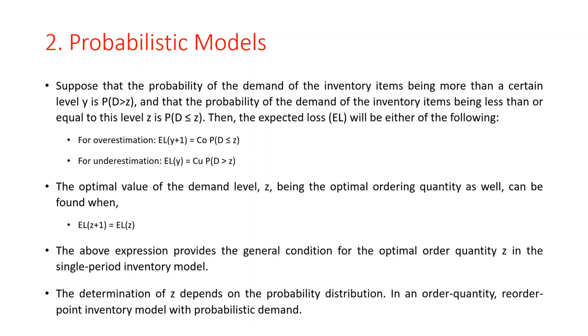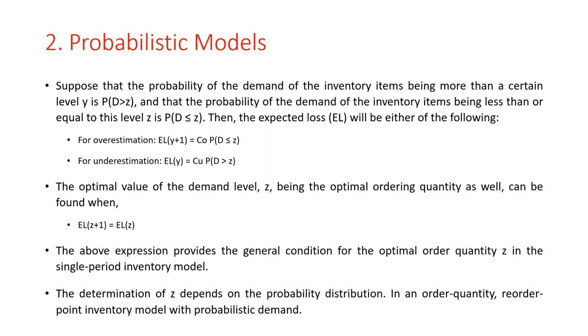So after finding the overestimation and underestimation, what is our optimal quantity? Optimal order quantity. Here the optimal value of the demand level Z, being the optimal ordering quantity, can be found when the expected loss at Z plus 1 is equal to the expected loss at Z. So this expression provides the general condition for the optimal order quantity Z in the single period inventory model.